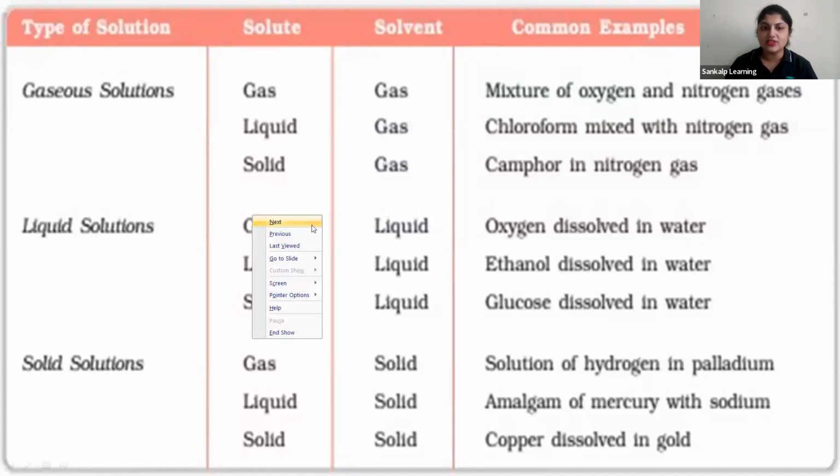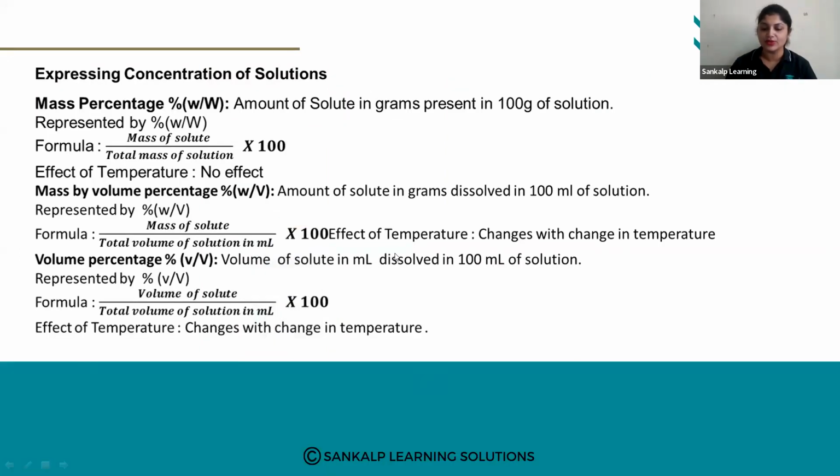Then we started with the strength of the solution. What do you mean by the strength of the solution? It tells you about the concentration. So we express the strength of the solution in terms of its concentration. We saw mass percentage, then mass by volume percentage, then volume percentage. These three we have discussed.